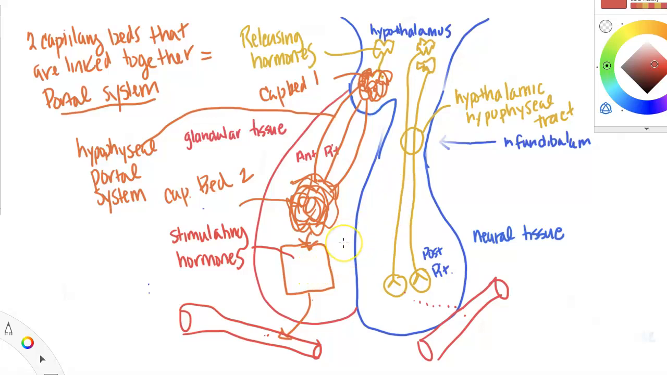Okay, so that's the general makeup of the hypothalamus and the pituitary gland. So on the next video, we're going to talk about the posterior pituitary.